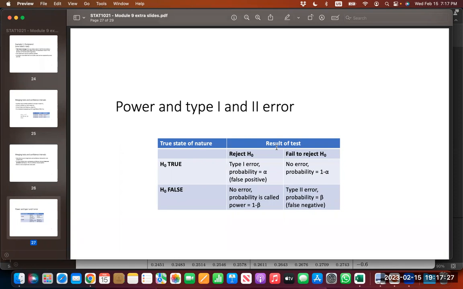If you have a null hypothesis that's true, and you fail to reject the null hypothesis, again, you do not make an error. So that's again true, and you have here no error. The probability is 1 minus alpha. We will get to know that next class on Monday, because that's the confidence interval. If we have no error, the probability is 1 minus beta.